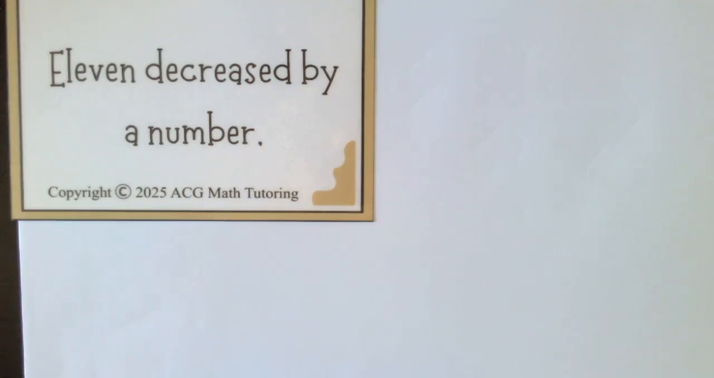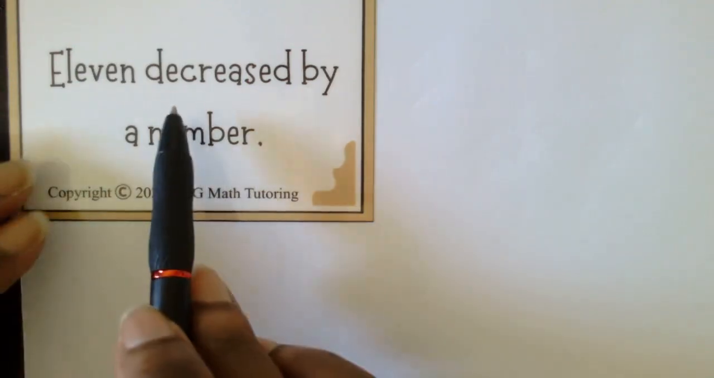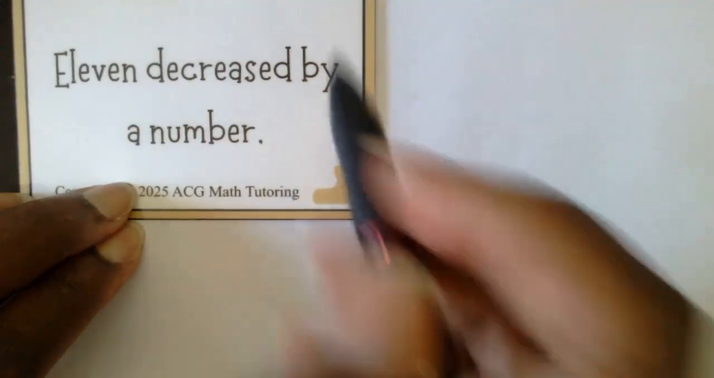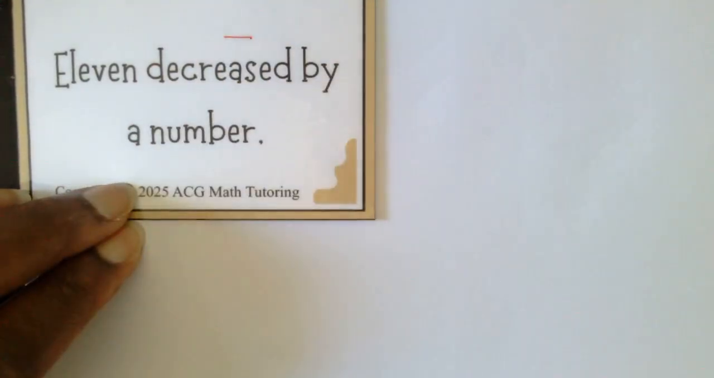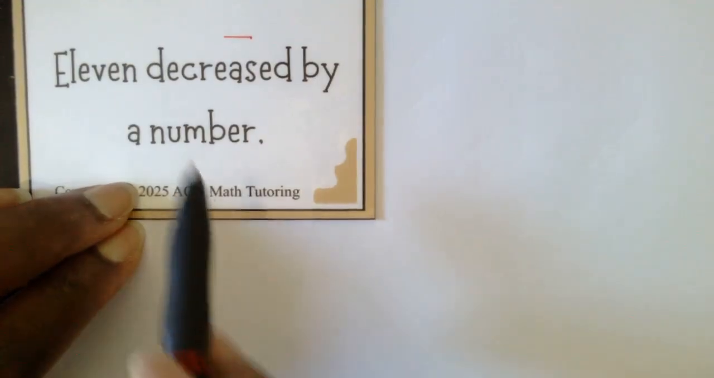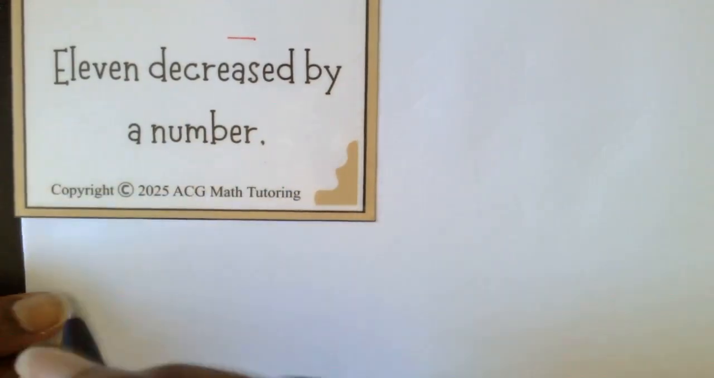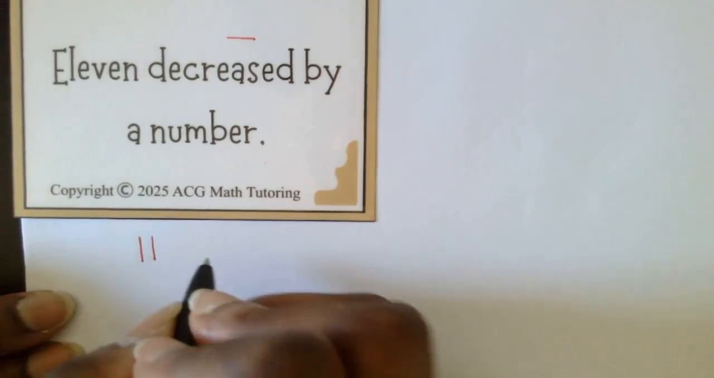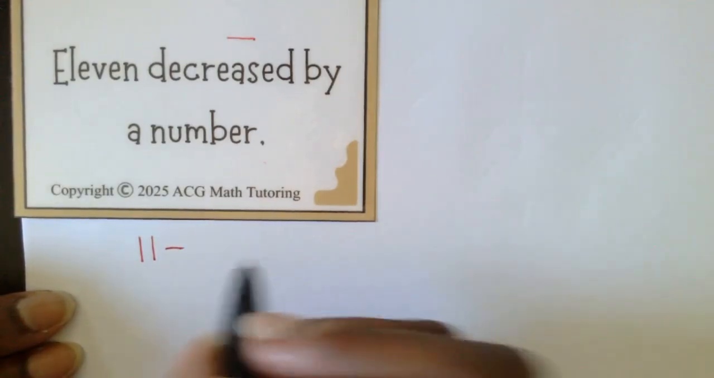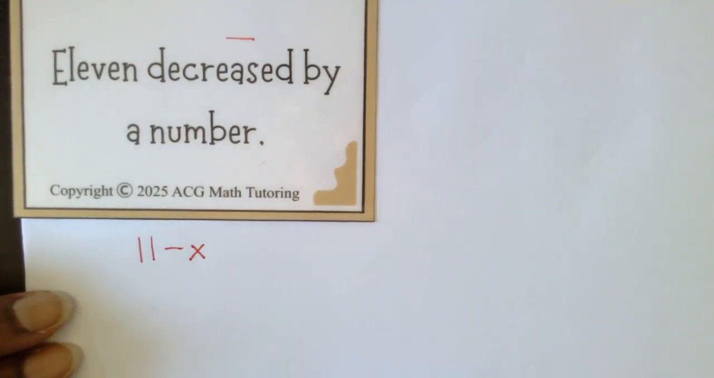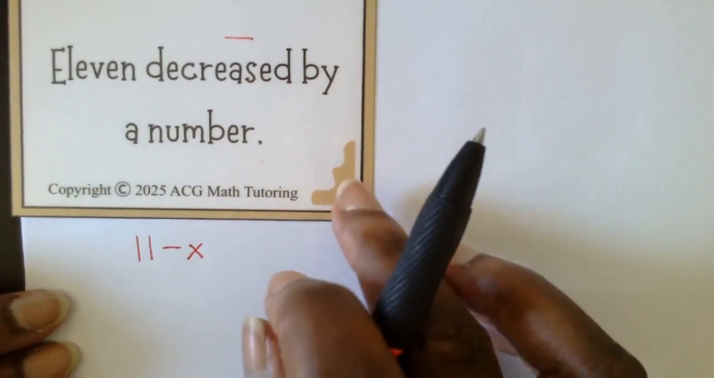So decreased by. Decreased by is an operation. Decreased by means there's subtraction. So what is being decreased by? 11 is being decreased by a number. So that means your 11 is minus a number. Now the number can be X, the number could be N, it could be any letter of the alphabet except for I and E. I and E are actual numbers. Just learned something new today, right?